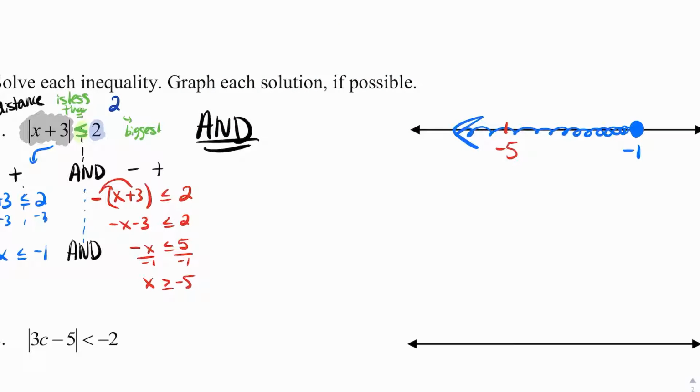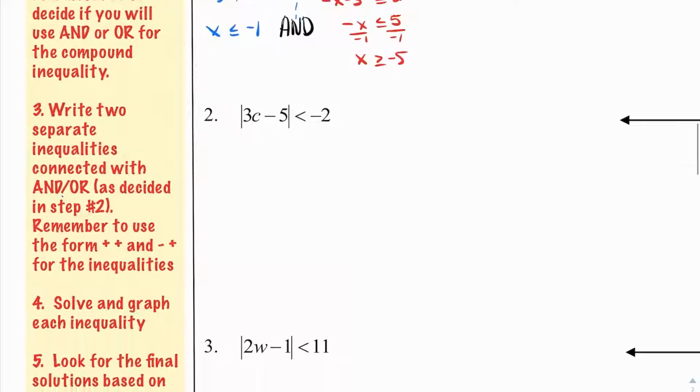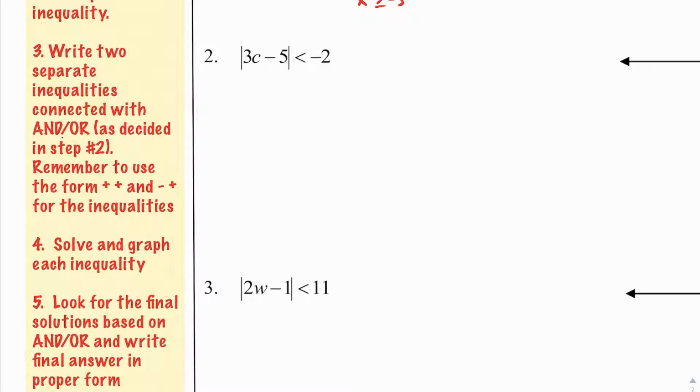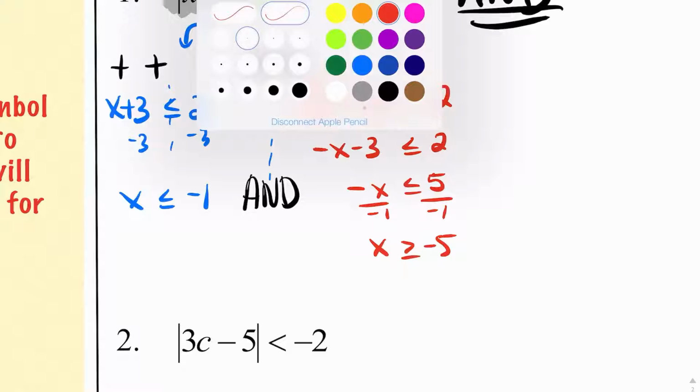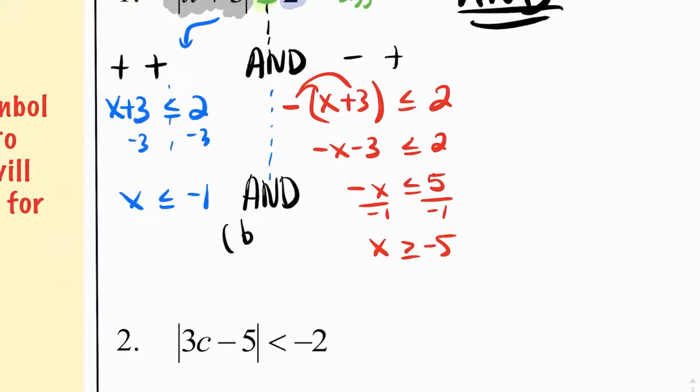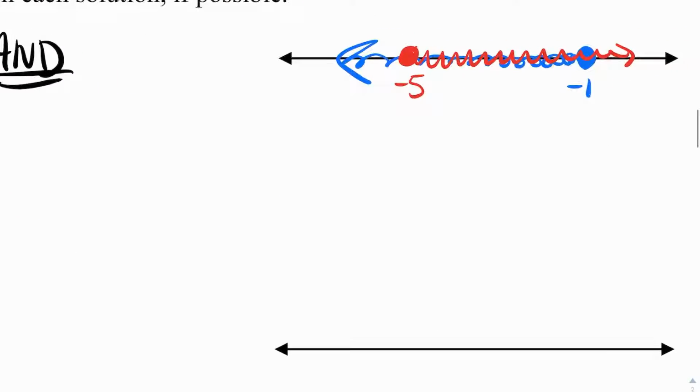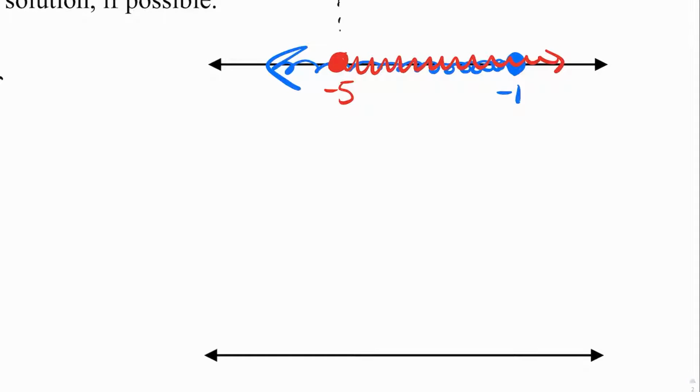So here's -5. I do want that, and I want everything that's greater. Now our final step in solving this is look for the final solutions based on and or. So what we mean by that is and means both are true. So on my number line, where did I shade things that are both blue and red?